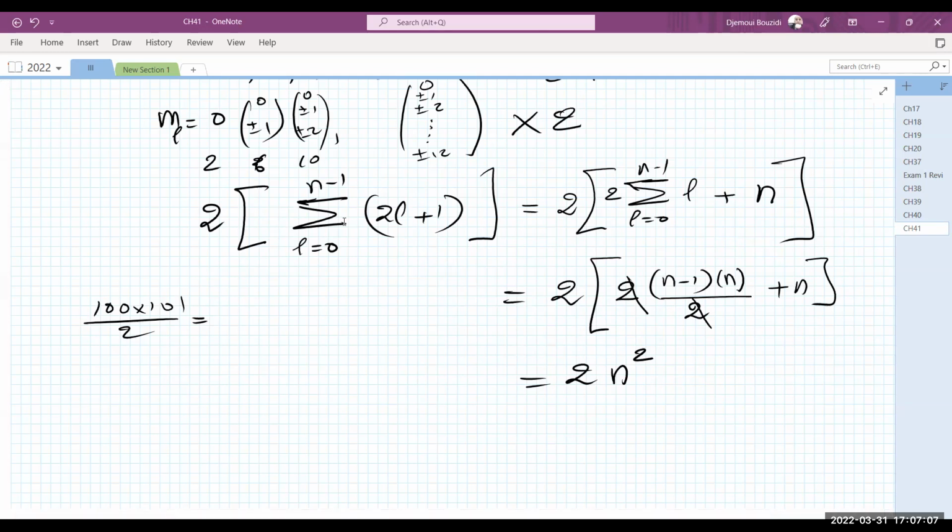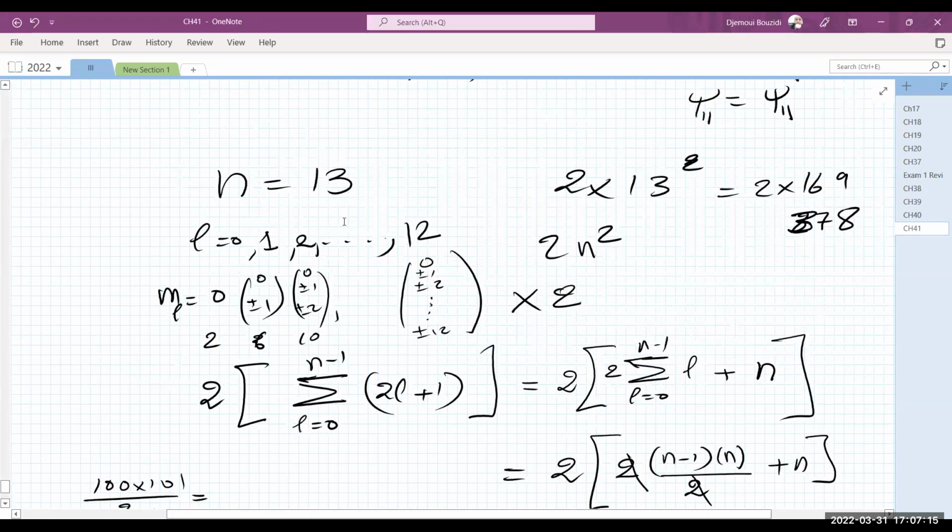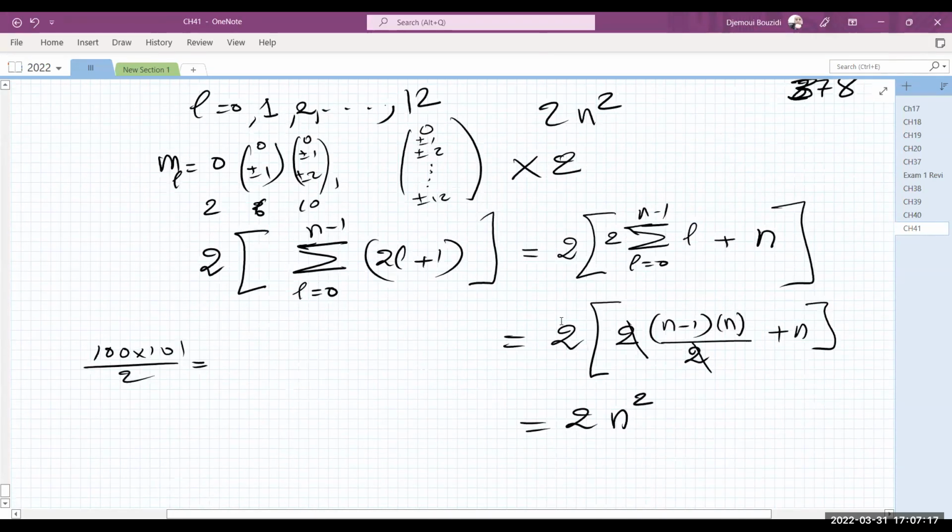n equals 13. So the fact that they gave you a big number, they didn't expect you to actually do the actual calculation. So if n is equal to 10, then it should be 2 times 100, which should be 200 exactly. Make sense?